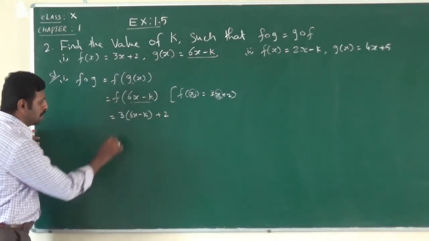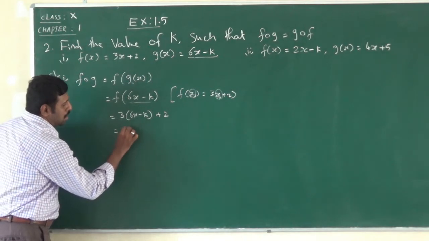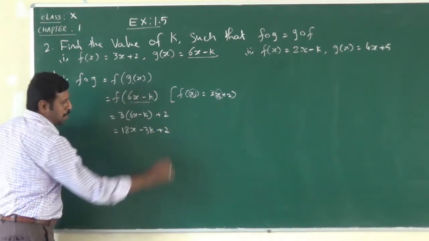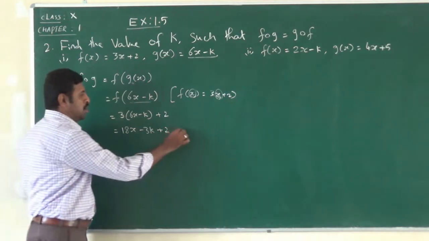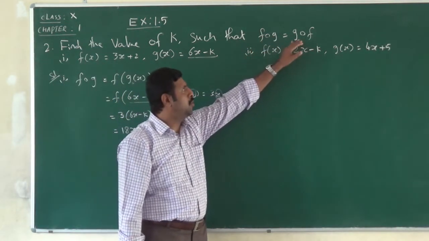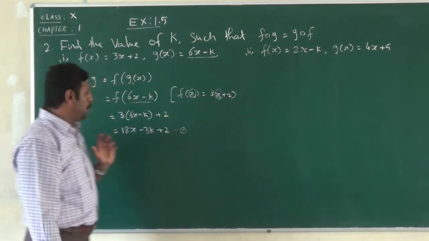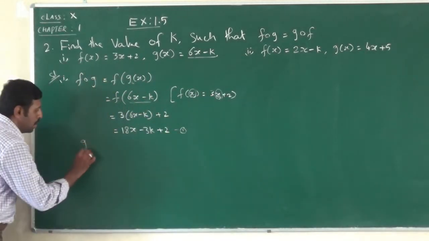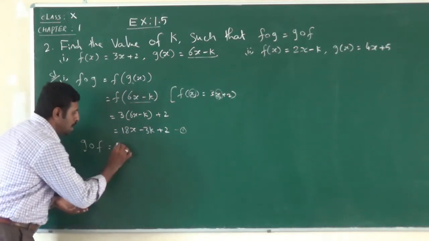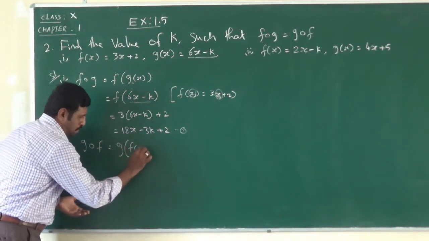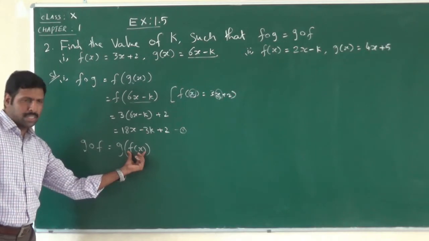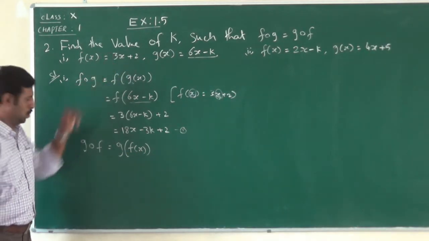Now multiply the 3 inside. 3 times 6 is 18x minus 3k plus 2. Let me take it as equation number 1, that is the LHS, f composition of g. Now we want to find g composition of f. The formula is g of f of x. Now f of x is given as 3x plus 2.